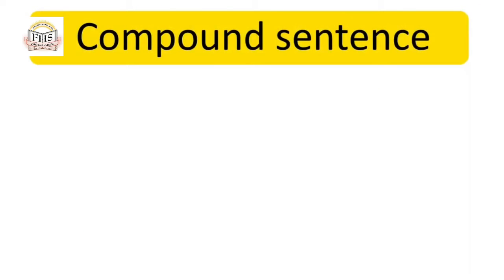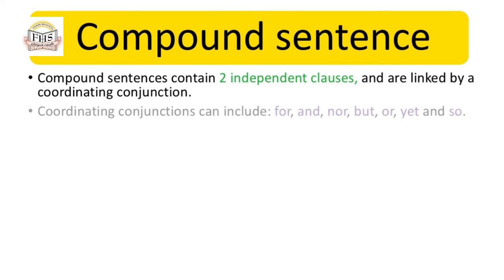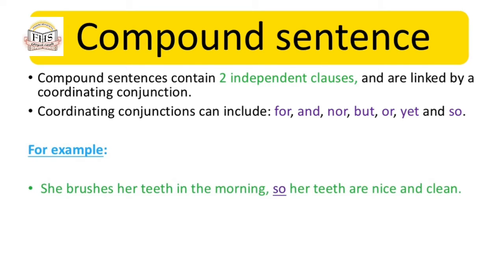The second structure is a compound sentence. A compound sentence contains two independent clauses and is linked by a coordinating conjunction. These coordinating conjunctions can include for, and, nor, but, or, yet, and so. For example, she brushes her teeth in the morning, so her teeth are nice and clean.